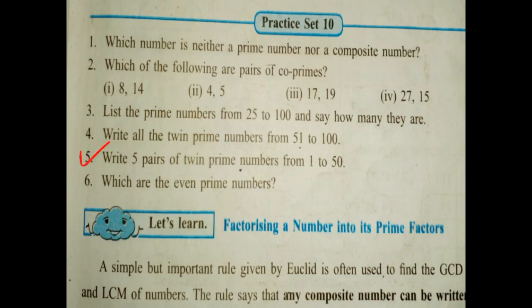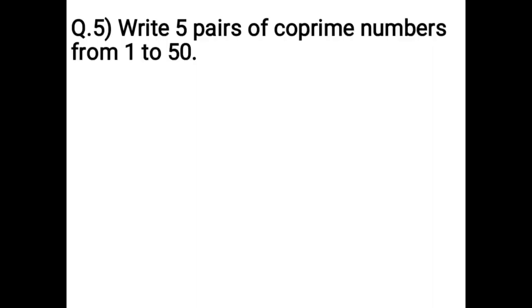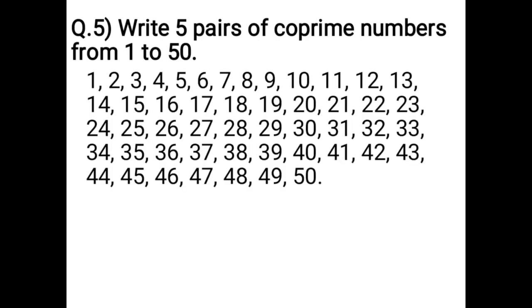Next, write 5 pairs of twin prime numbers from 1 to 50. Practice set question number 50 is wrong. It is not twin prime numbers. It is co-prime numbers. So cancel this and write this question. Write 5 pairs of co-prime numbers from 1 to 50. First you have to write numbers 1 to 50 wholly, both prime numbers and composite numbers. I wrote all the numbers from 1 to 50.